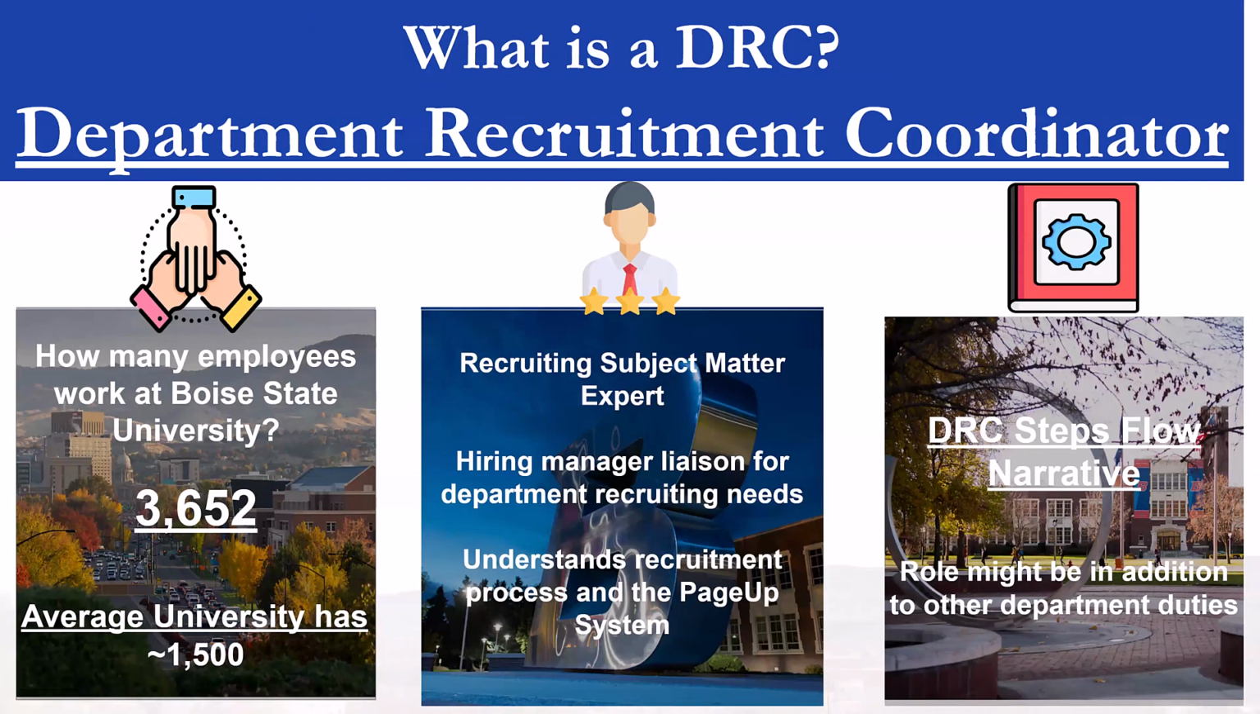Alrighty, let's review what a DRC is. A DRC stands for Department Recruitment Coordinator. Boise State has over 3,000 benefit-eligible employees, while the average university has around 1,500 employees. This means that recruitment plays a really important role here. All of these employees are spread out throughout different departments on campus, and there's turnover. People get promoted, and new positions get created.